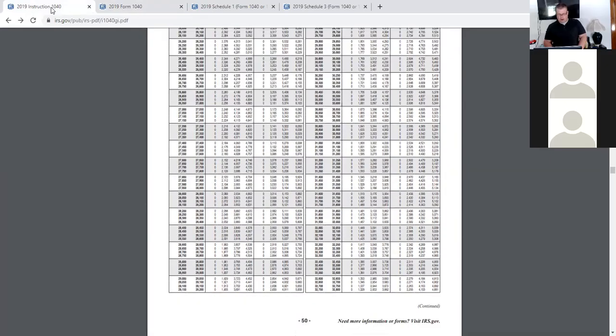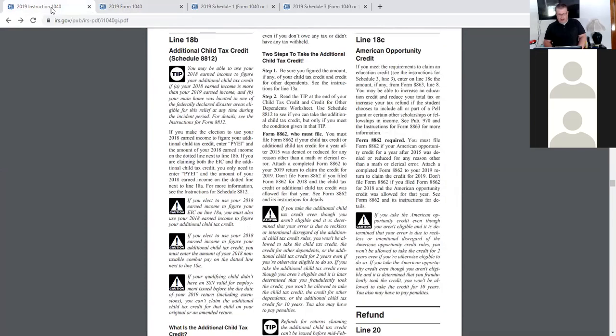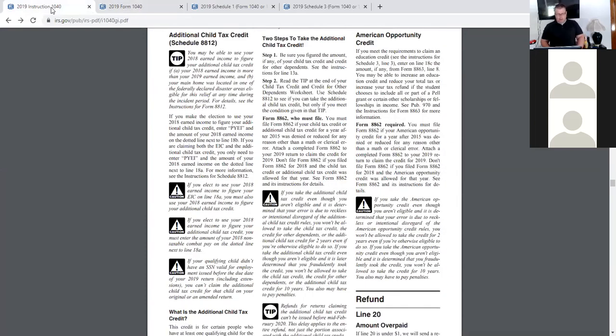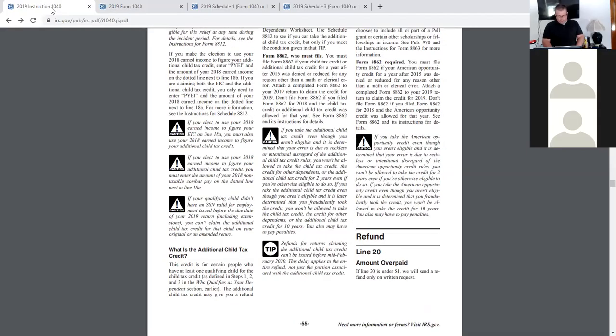So we're going to get past the earned income tables here and get to the instructions for line 18B. Maybe you'll be able to use your 2018 earned income to figure your additional child tax credit. We're not going to worry about that. Let's see. What is the additional child tax credit down here? This credit is for certain people who have at least one qualifying child for the child tax credit, which we already said we did.